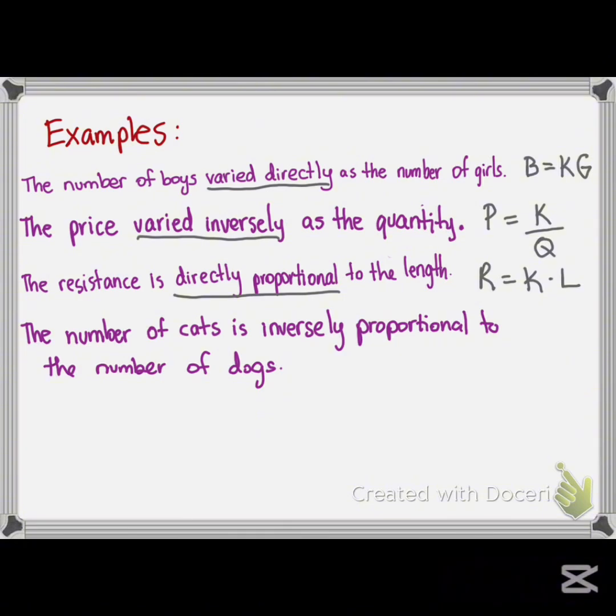Let's look at the last one. It says the number of cats is inversely proportional. So again, I know that the second one is going to be in the denominator. So the cats equals k over dogs.